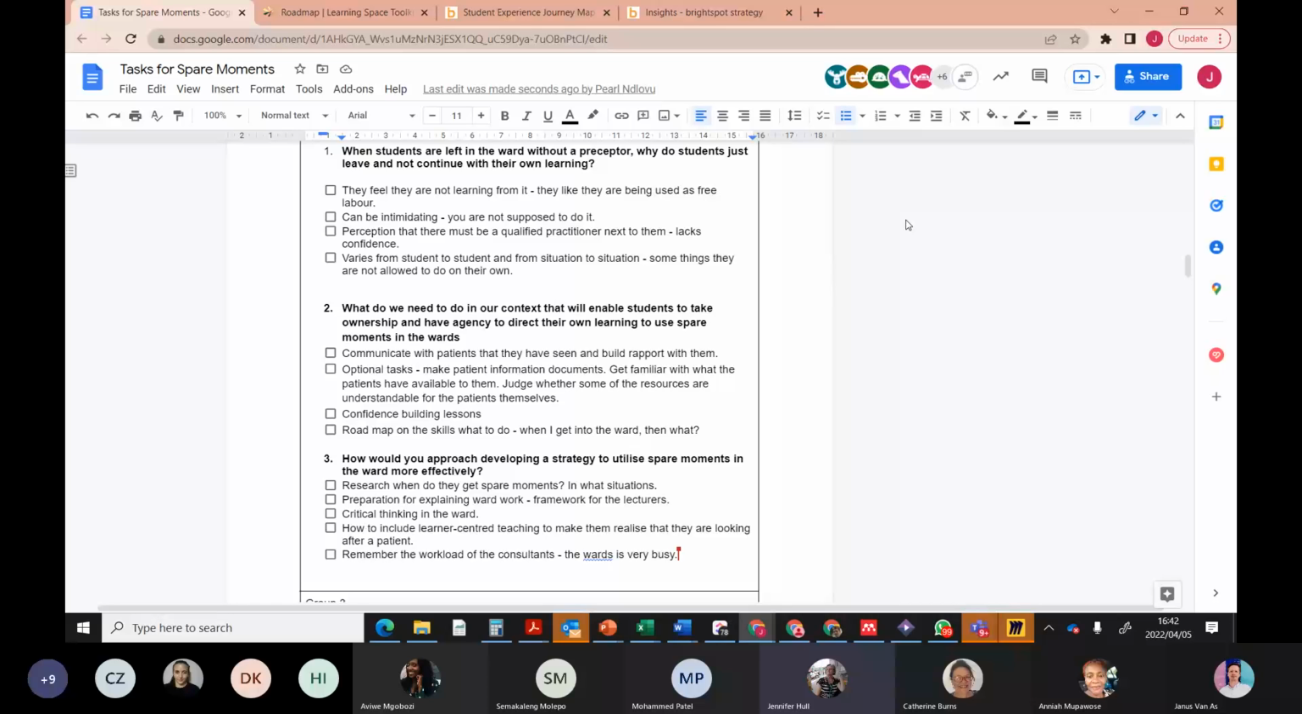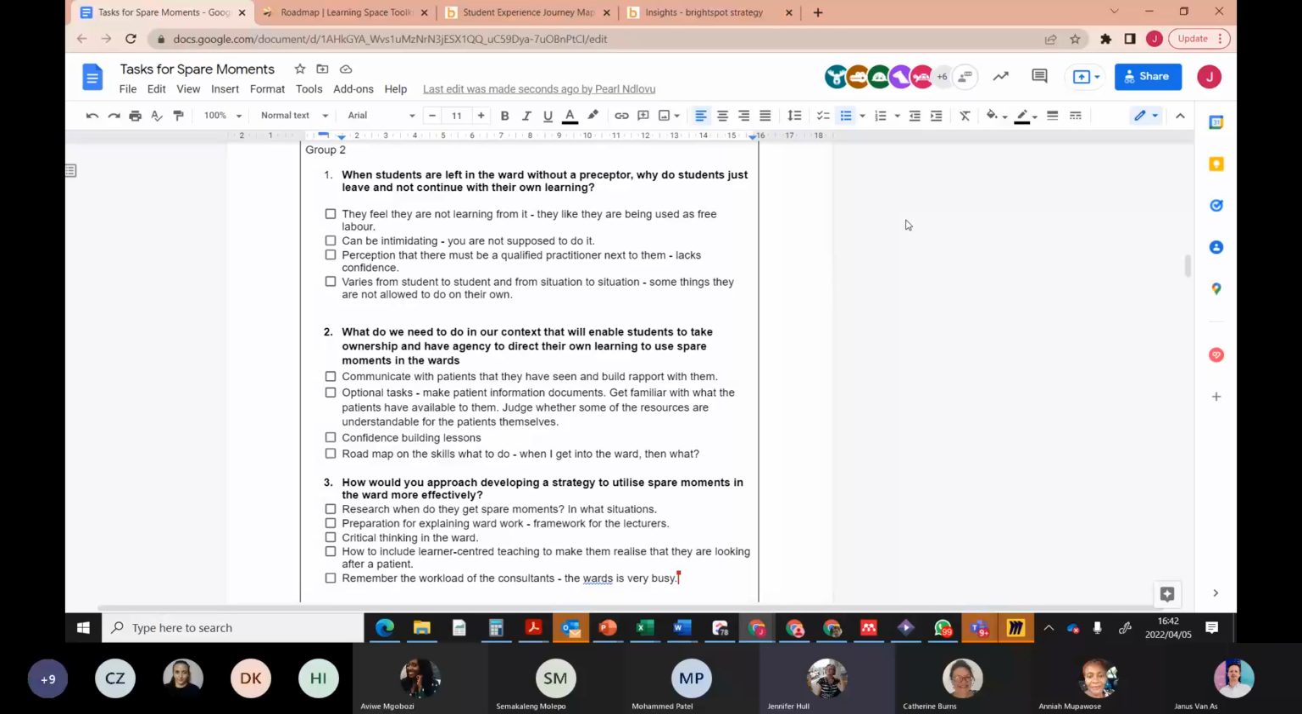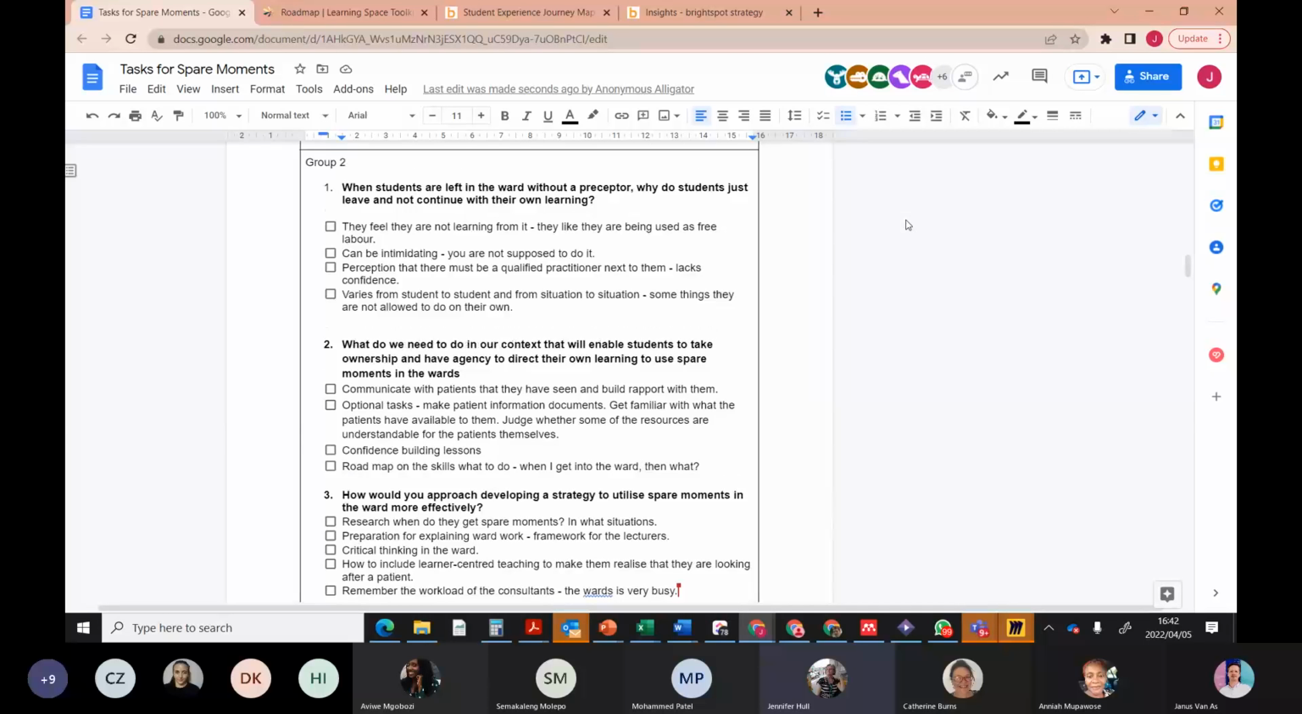And then Michelle Zuckerman came in too, and she was talking about the fact that they are left a lot on their own. There's a shortage of staff in many of the hospitals, and the situation varies from one hospital to the other depending on the senior staff. The second question was what do we need in our context to enable students to take ownership, have agency, direct our own learning, and use spare moments in the ward. I haven't noticed many spare moments in the ward.